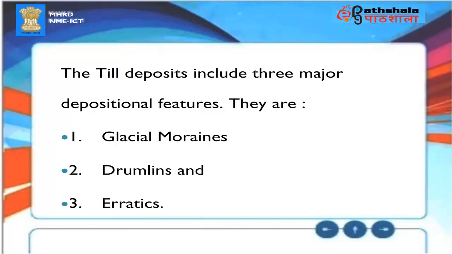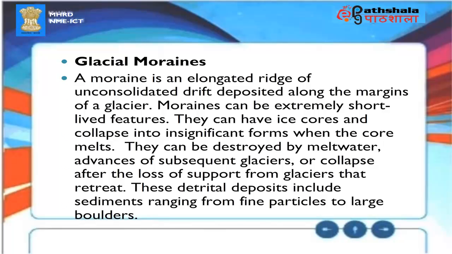The till deposits include three major depositional features. They are glacial moraines, drumlins, and erratics. Glacial moraines. A moraine is an elongated ridge of unconsolidated drift deposited along the margins of a glacier.